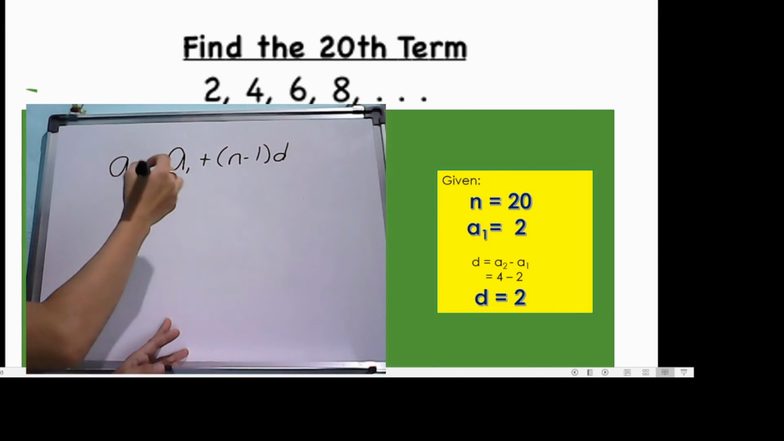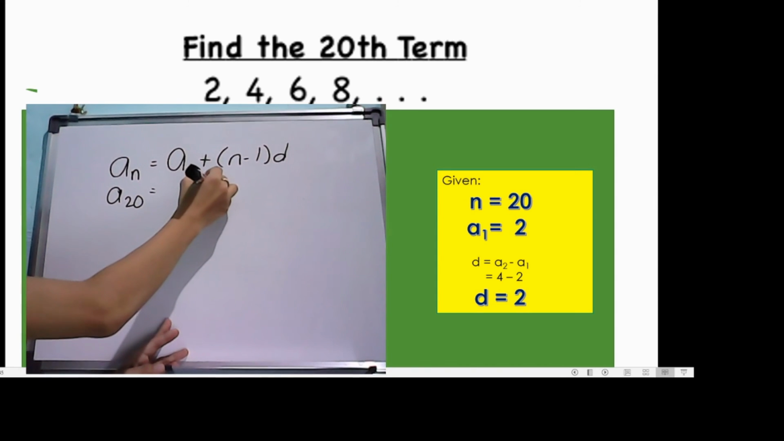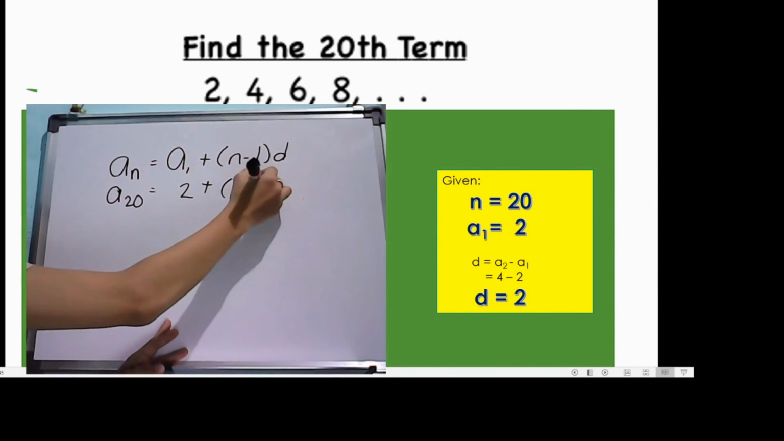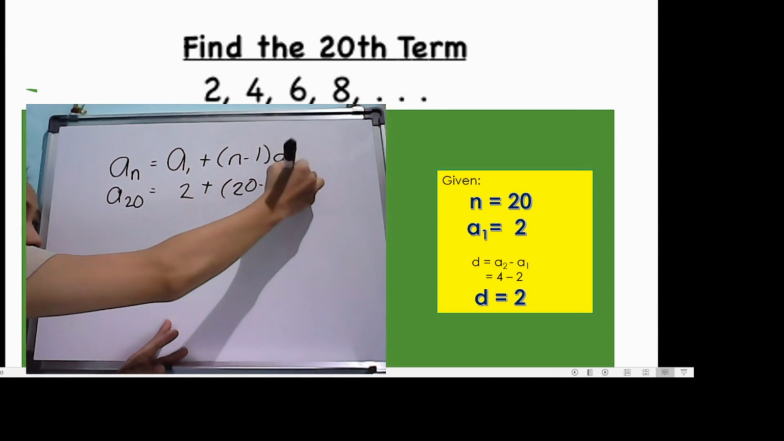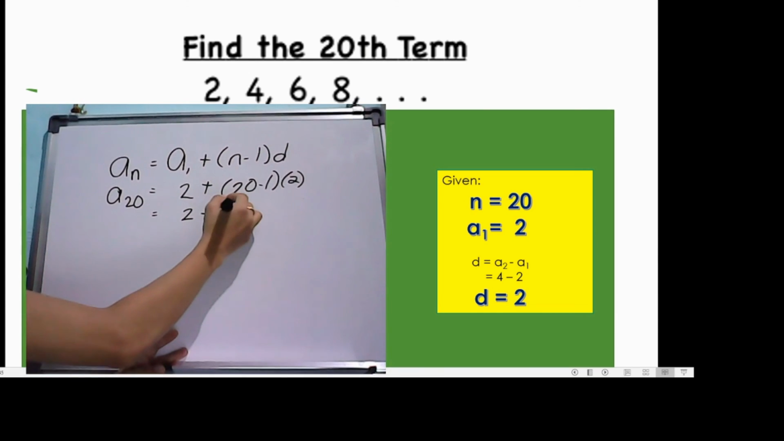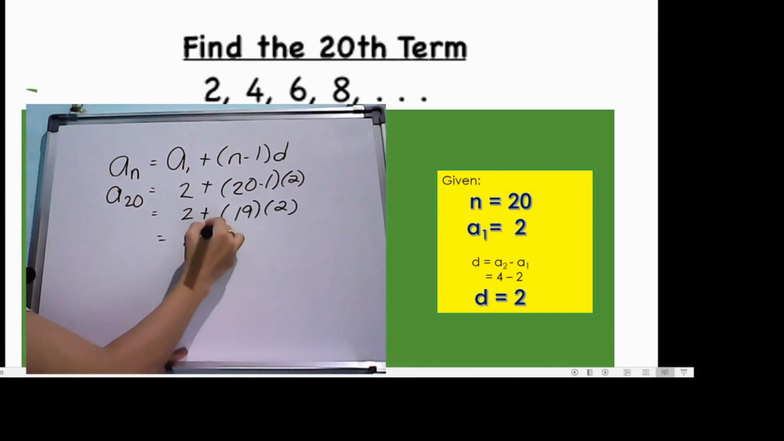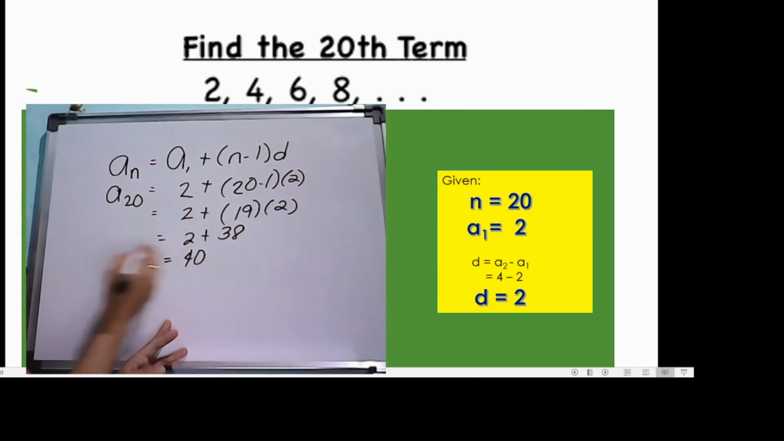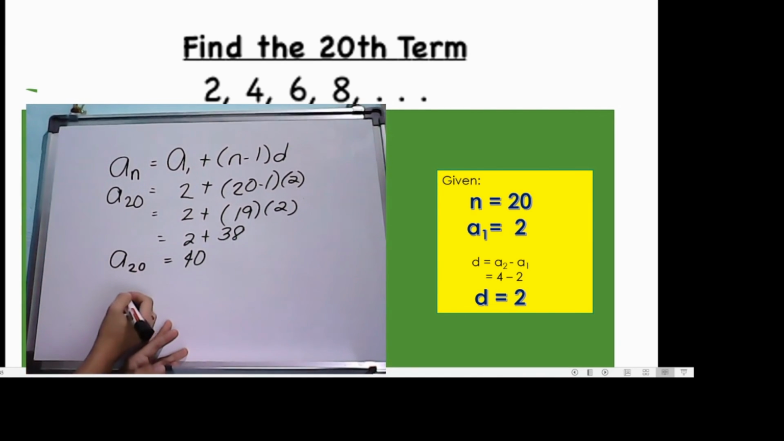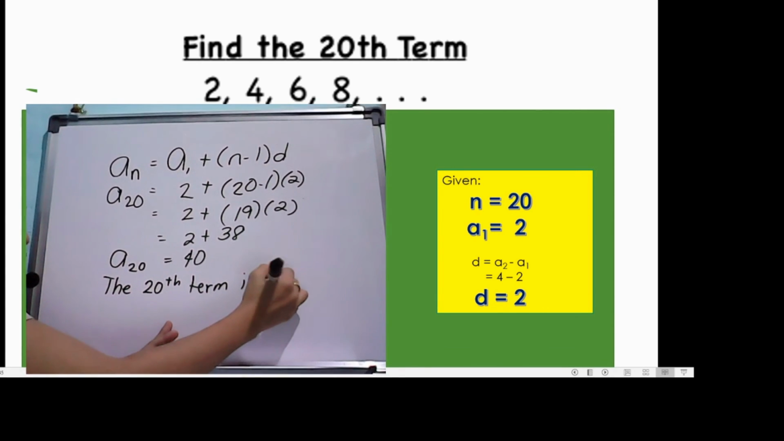So this will be a sub 20 equals 2 plus 20 minus 1 times the common difference 2. Therefore, 20 minus 1 is 19 times 2, which will give you 38. 38 plus 2 is 40. So this is your a sub 20. So your final answer, the 20th term is 40.